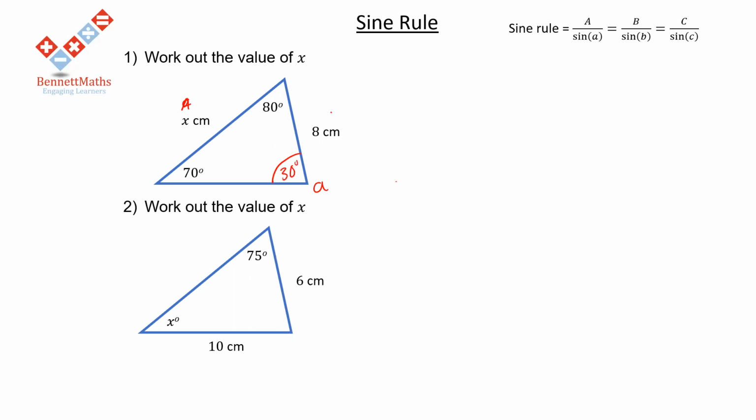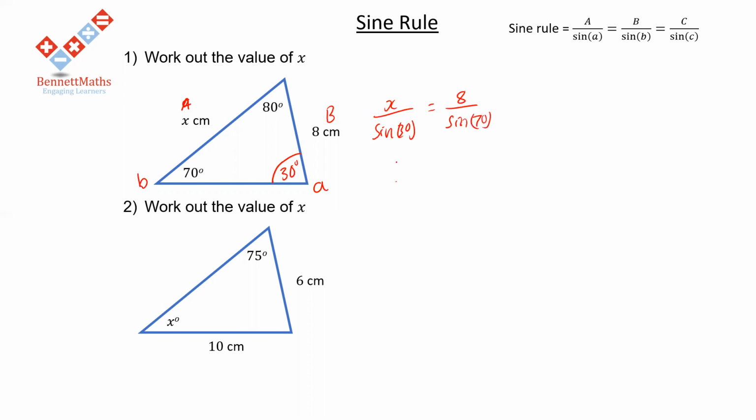I'm then going to label 8 centimeters as B, which means the opposite angle is B. Now, you only need to know 2 pairs of these. You don't need to know the values of C as well. So we can start to set up our question. So for this one, we can do X over sine 30 is equal to 8 over sine 70.